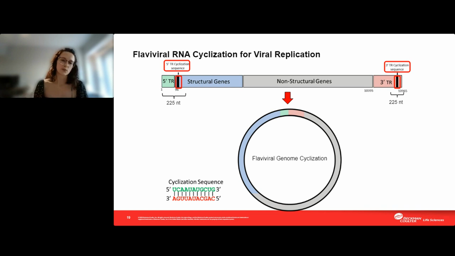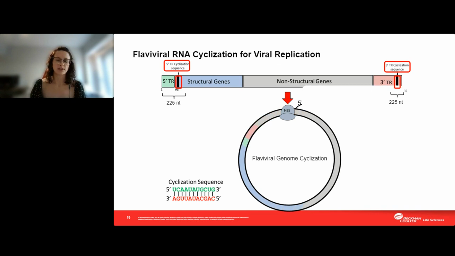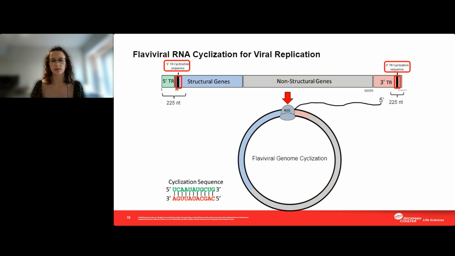But both of these were 225 nucleotides long, and they both contained the cyclization sequence. So the way that the replication works is that it cyclizes, NS5 then binds to the cyclized region, and it produces the next RNA strand that can then be used to create the replication of the virus.